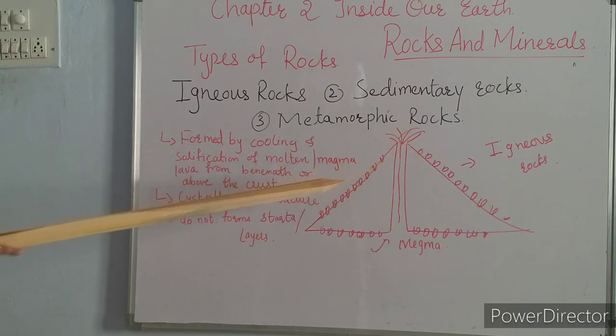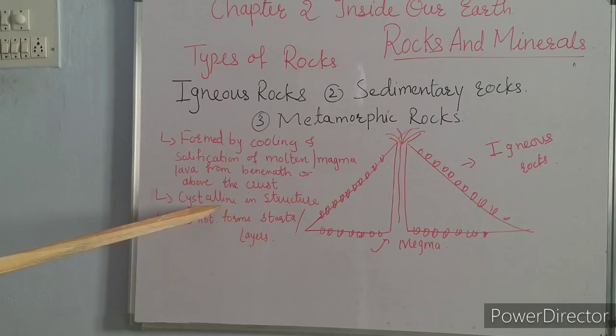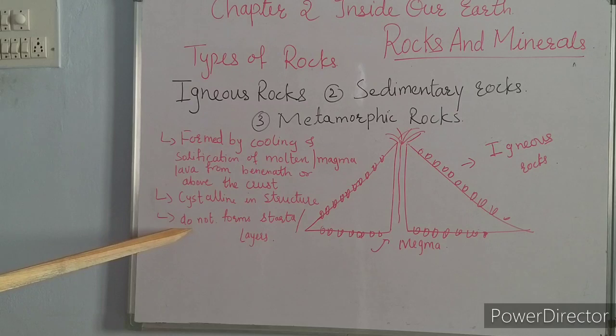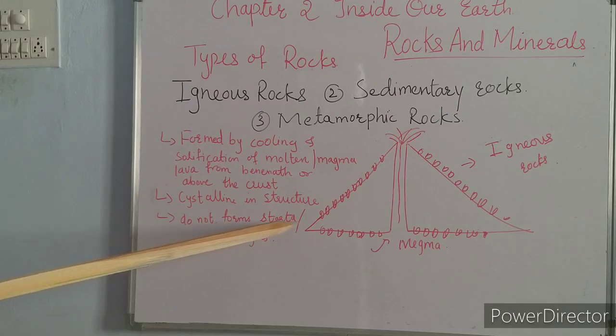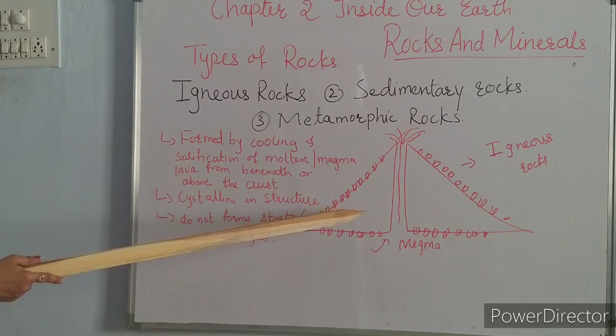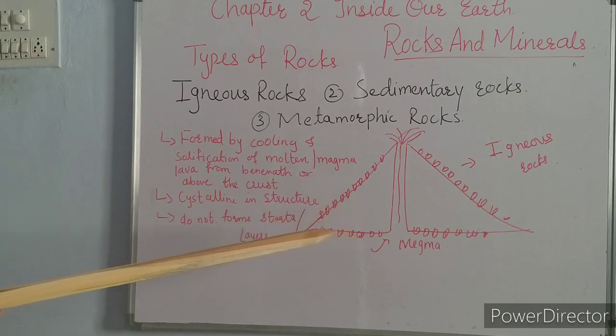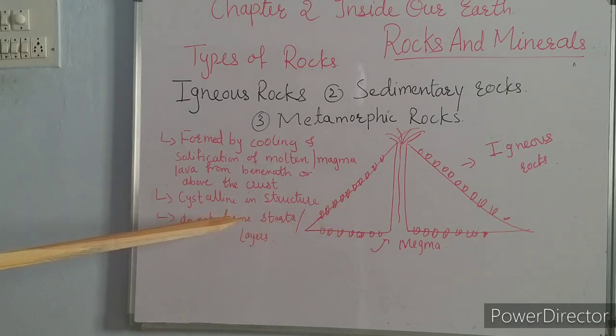It is crystalline in structure. This is a very liquid formation and does not form strata or layers. It is like a plain rock. Further, we are going to see that this rock is classified into two types.